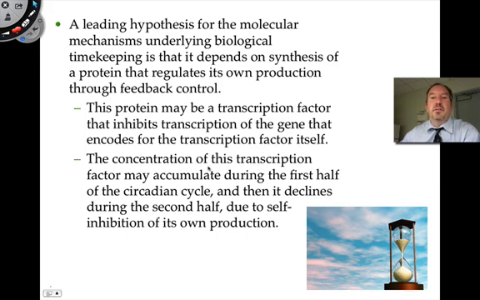So the transcription factor accumulates during the first half of the day, and then it'll ultimately decline in the second half of the day because it inhibits its own production. So it's kind of like an hourglass. The more you make of this, then it becomes this, and then it becomes this. And so it oscillates back and forth like that internally because of transcription factors.